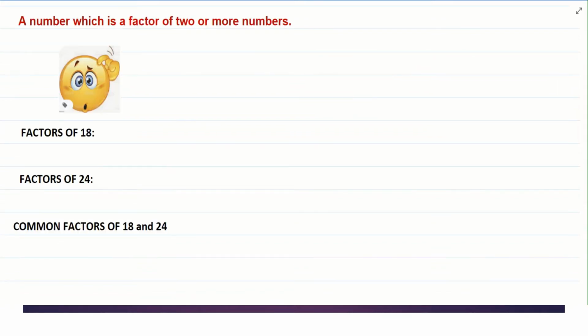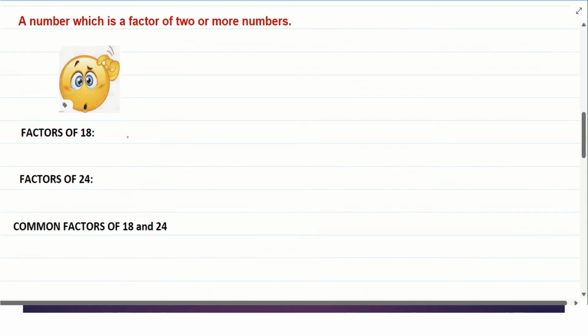Okay, let's find first of all the factors of 18. So can you tell me what are the factors of 18? The first factor of 18 is what? Can you guess?